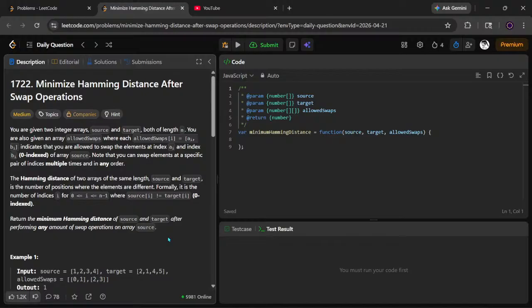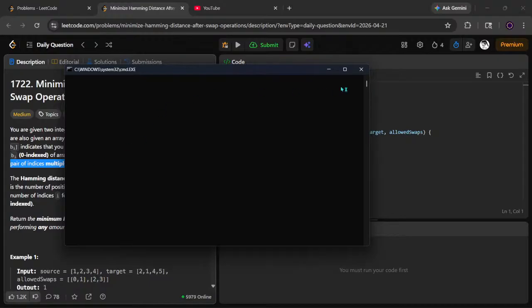So how are we allowed to swap right now? The elements at index A of I and B of I of the source array. Note that you can swap the elements at a specific pair of indices multiple times and in any order. Hamming distance of two arrays of the same length, source and target.